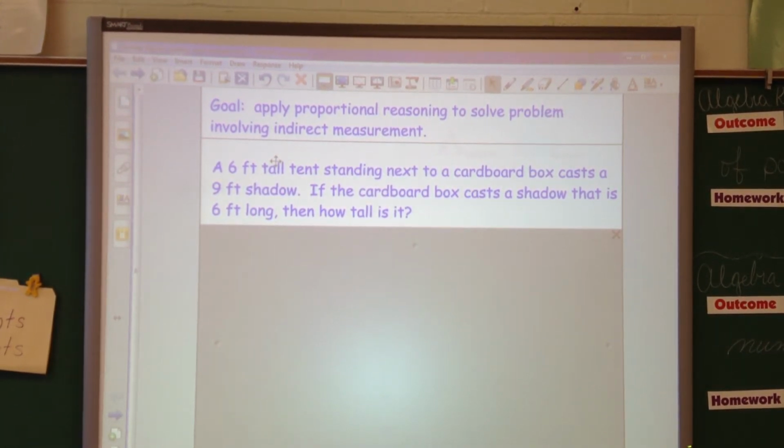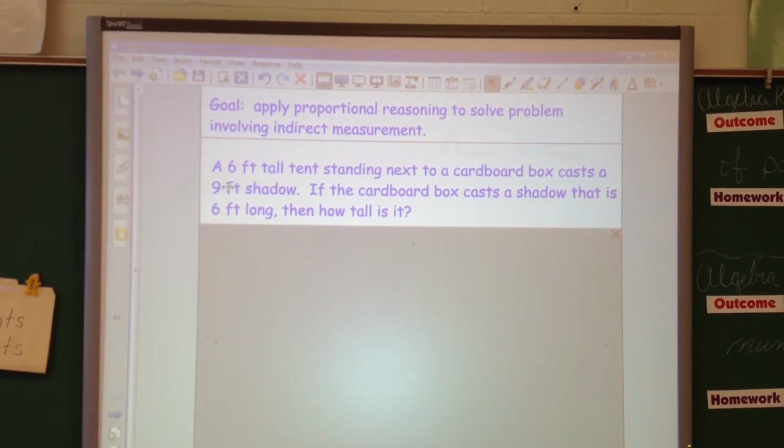Today we will apply proportional reasoning to solve problems involving indirect measurement. So for our first example here, we have a 6 foot tall tent standing next to a cardboard box, cast a 9-foot shadow.